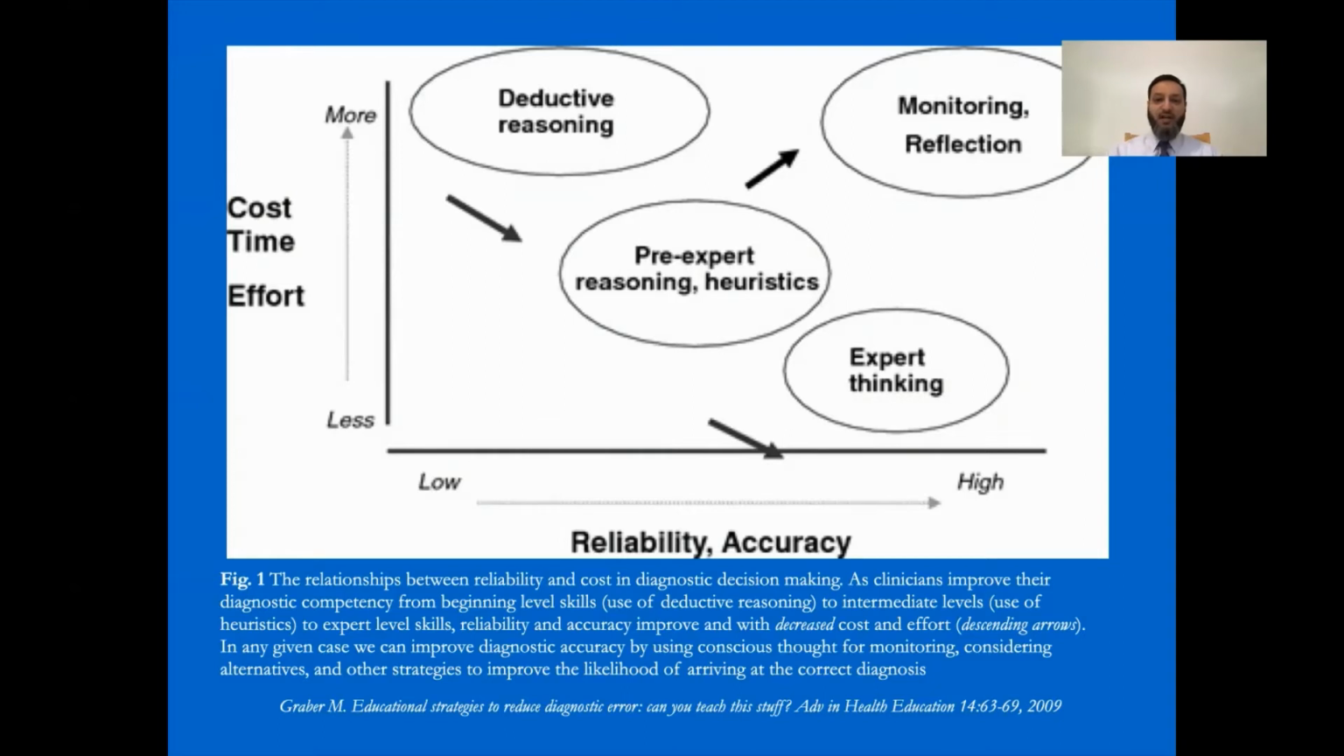But you can actually improve your accuracy and reliability of diagnostic reasoning by reflecting on your patient, monitoring what's happening with your patient, monitoring your own knowledge base and experience, and then becoming more reliable and accurate in your decision making. But that takes time and effort and energy. So by expending some time and effort and energy, you can become more reliable and accurate in your diagnosis and in your decision-making abilities by using monitoring and reflection.